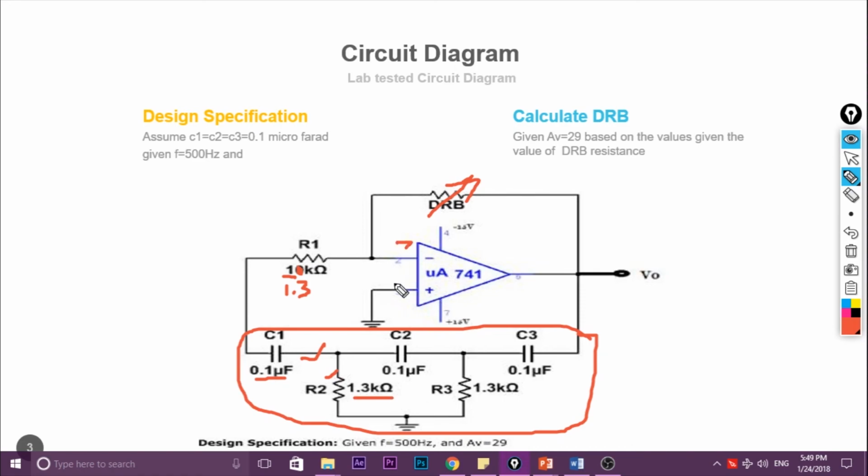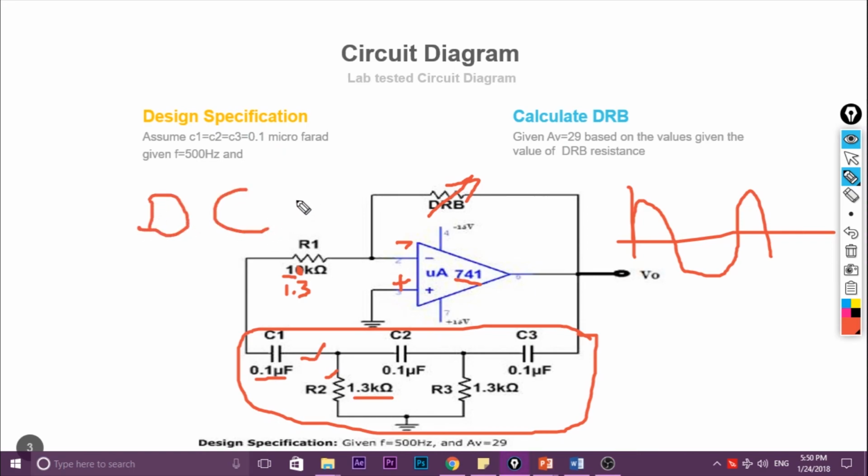So this will be an inverting amplifier, minus and plus. This is an inverting configuration and we are using 741. Here is the V0. At V0 we will get oscillations like this just by giving a DC power supply. So in an oscillator, what is the input?